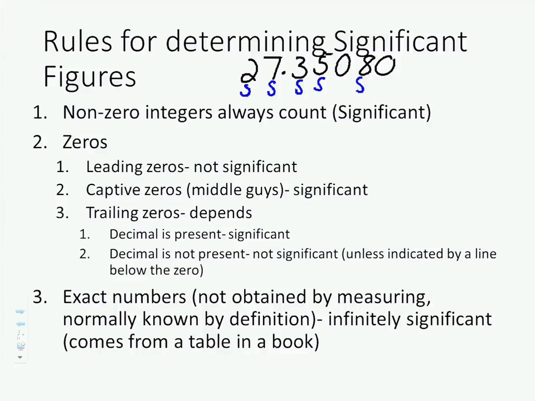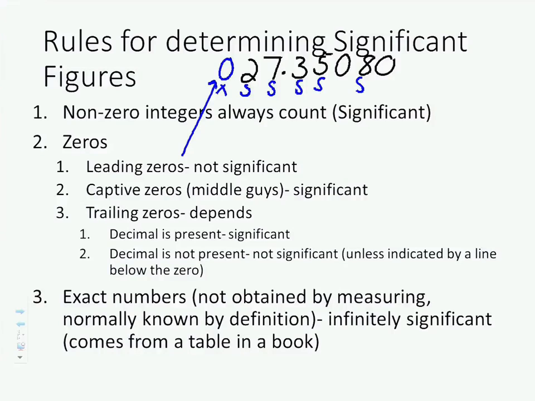Okay, leading zeros. Leading zeros are any zeros that you put in front of the number. Let's say I add a 0 in front of this 2. Did I just change that number? Is 027.35080 different than 27.35080? No, it's not different at all. So that 0 is what's called a leading zero. They're not significant, because by putting them in front of a number, you're not changing the number in the slightest. So it is not significant.